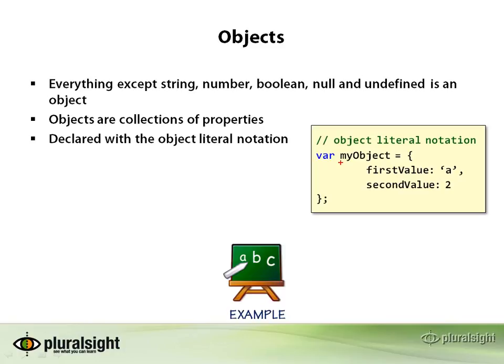As usual, we're obviously declaring a variable myObject. The open curly brackets and close curly brackets define the scope of the object. And here I'm declaring two properties. First, value with the value of the string A, and second, value with the numeric value 2.